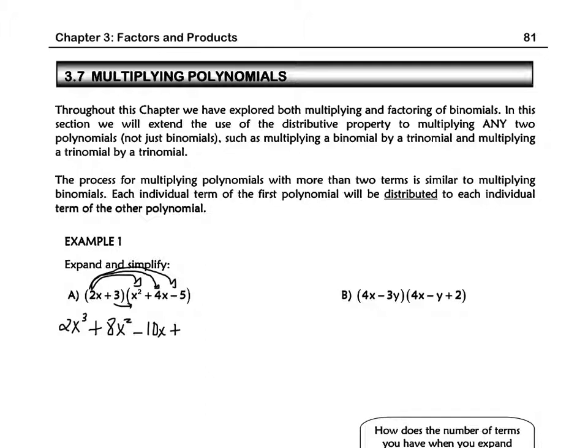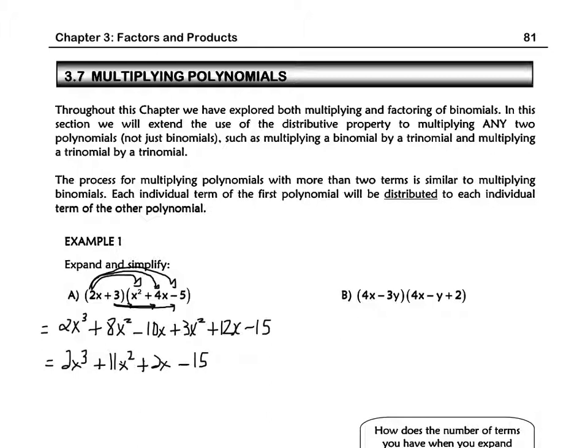So the 3 gets multiplied by the x squared, the 3x squared. 3 gets multiplied by the 4x for 12x. And the 3 gets multiplied by the negative 5 for minus 15. And then we just put the like terms together. So we've got 2x cubed, plus 11x squared, and we've got a negative 10x and a 12x, so that combines to give you a 2x, and then we've got the minus 15 is the only constant there.